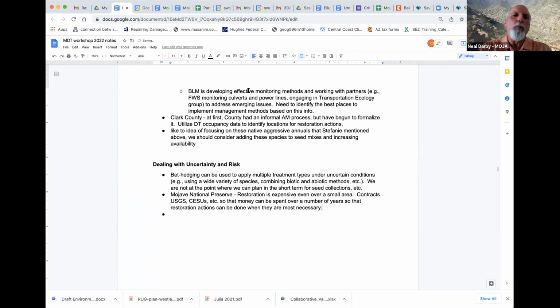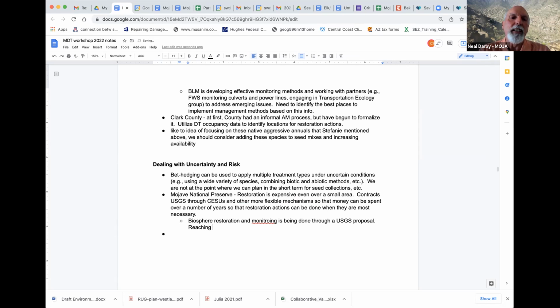We've also tried to bring in outside groups. We have the USGS now involved with biosphere restoration work and recovery and monitoring. We were able to get that through a USGS proposal. I think that's been our biggest way to address our uncertainty, is to reach out to these other agencies and universities and groups to come out and give us a hand. And it's not 100%, but we've had some success.